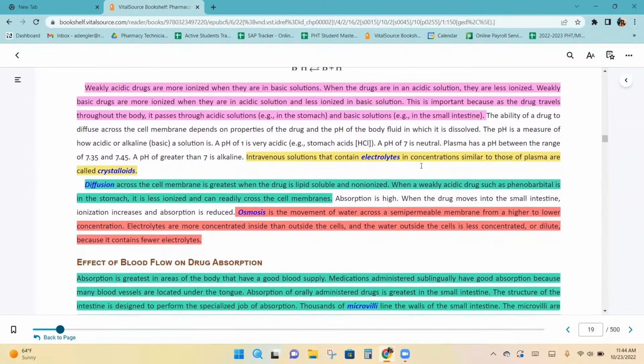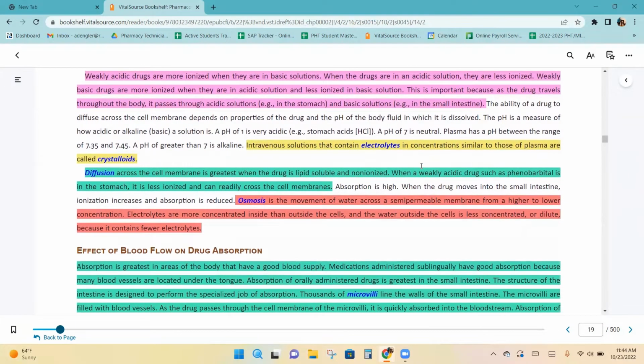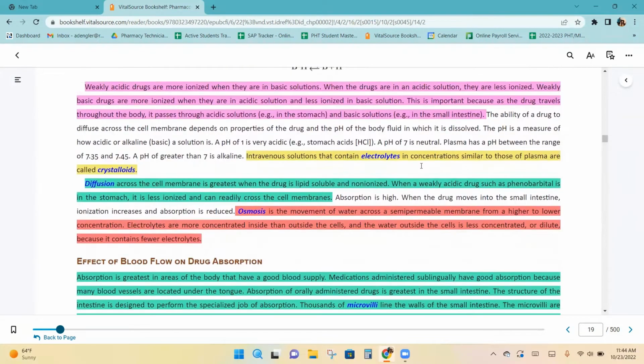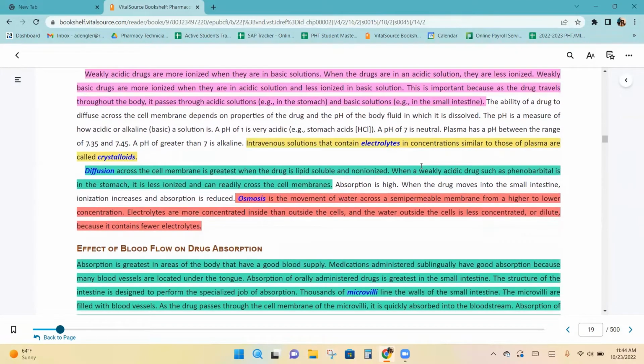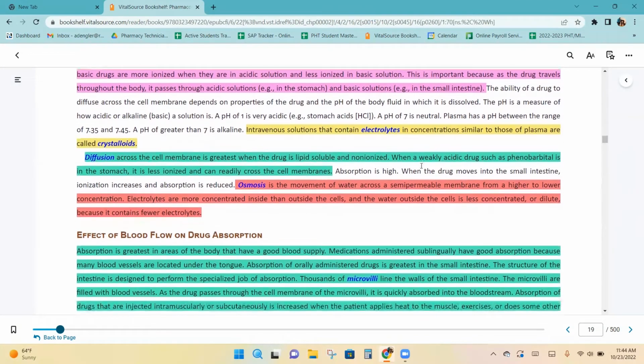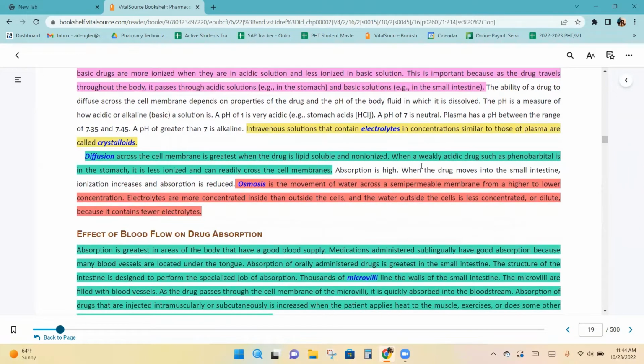Weakly basic drugs are more ionized when they are in acidic solution and less ionized in basic solution. This is important because as the drug travels throughout the body, it passes through acidic solutions like in the stomach and basic solutions in the small intestine.